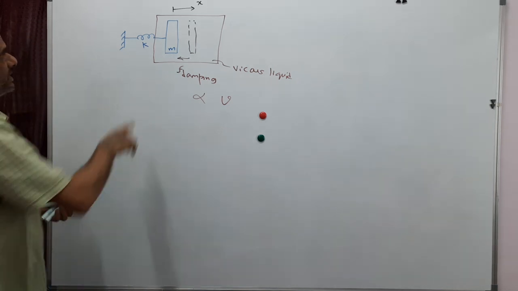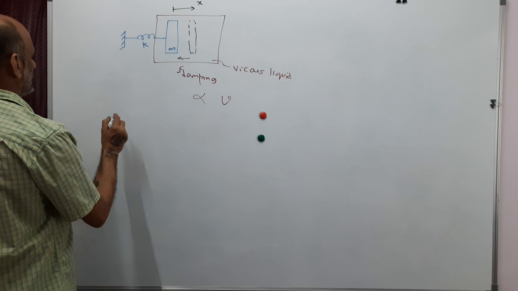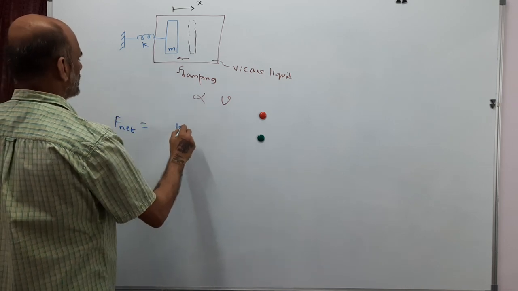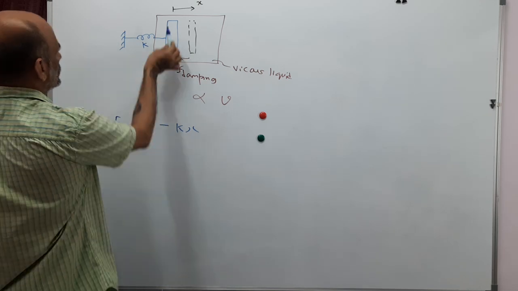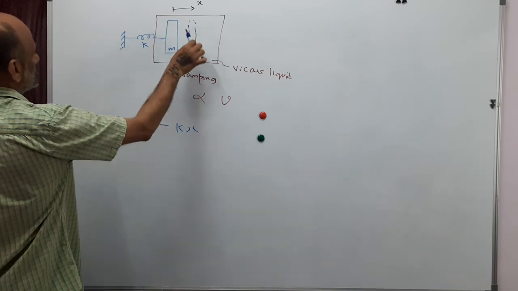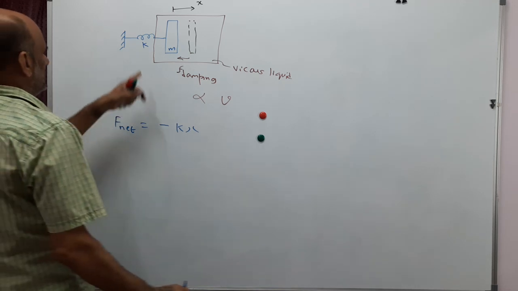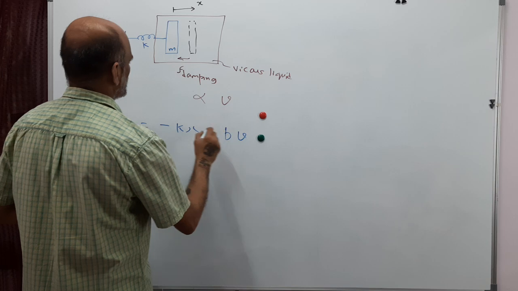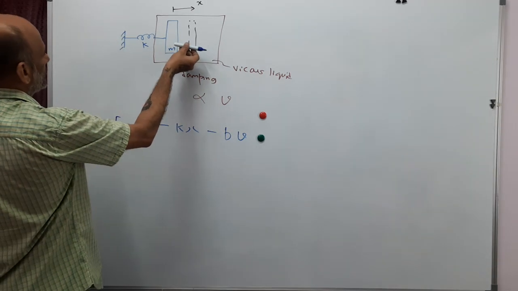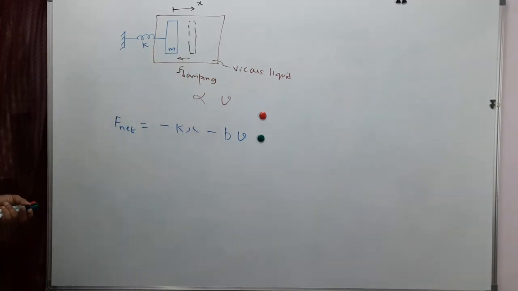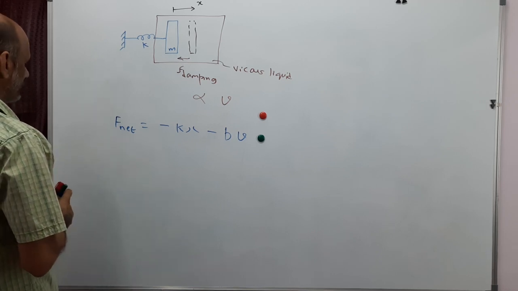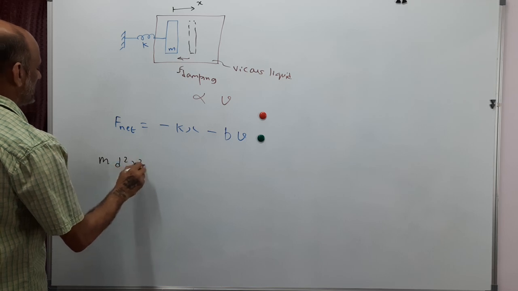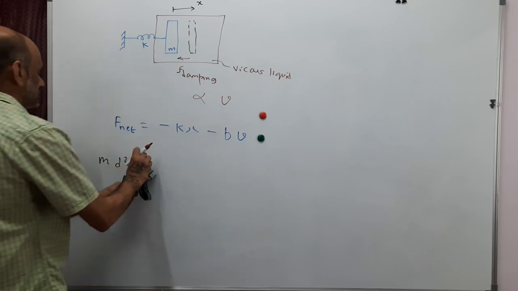In this case, the net force acting on this mass is the spring force k into x in the negative x direction, because this is the origin of the x-axis. I'm putting it here and leaving it. So the force due to the spring is towards the negative x direction, and the damping force is bv and also in the negative direction, because when it's moving like this, the damping force will be in this direction. And this is equal to mass into acceleration, net force, that is d square x by dt square.